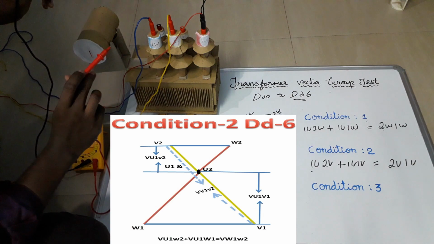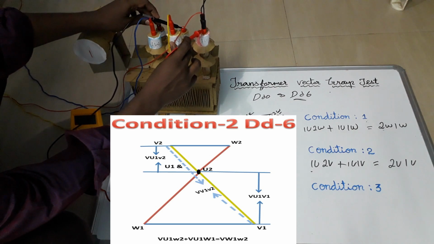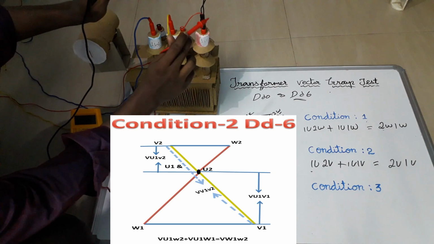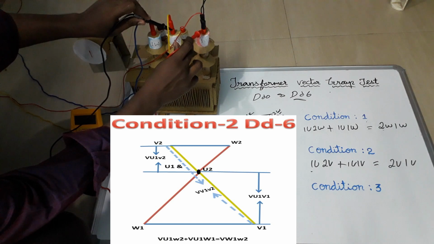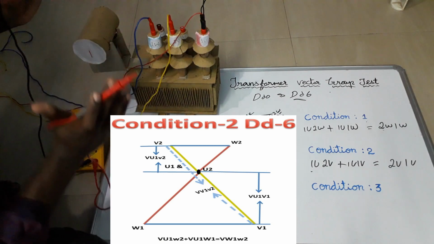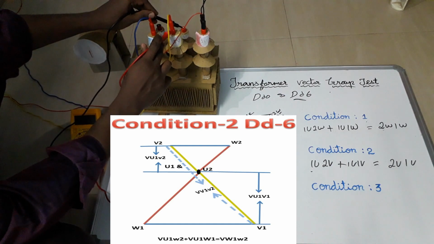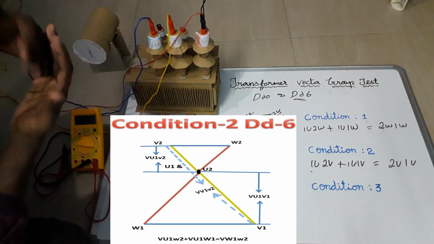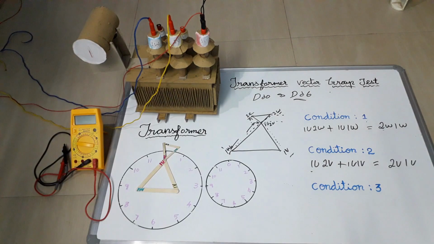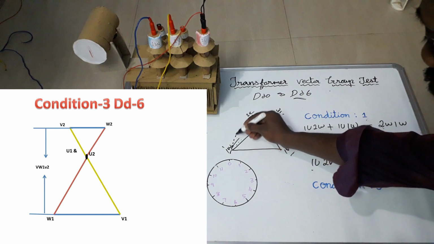Here we are going to check R phase of your HV and Y phase of your LV voltage, and we have to check 1U and 1V, that is R phase of your HV and Y phase of your LV voltage. And when you sum these two voltages, it should be equal to Y phase of your HV and Y phase of your LV, that is 2V 1V. If this is satisfied, then condition 2 is okay. Now we move to condition 3.